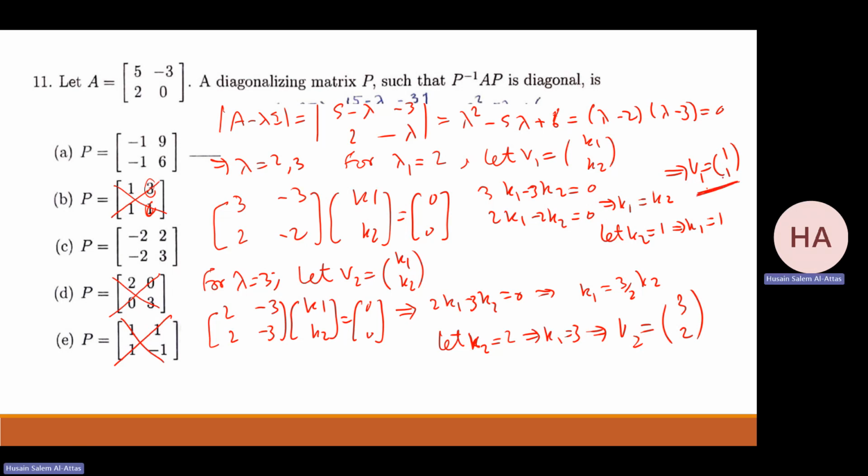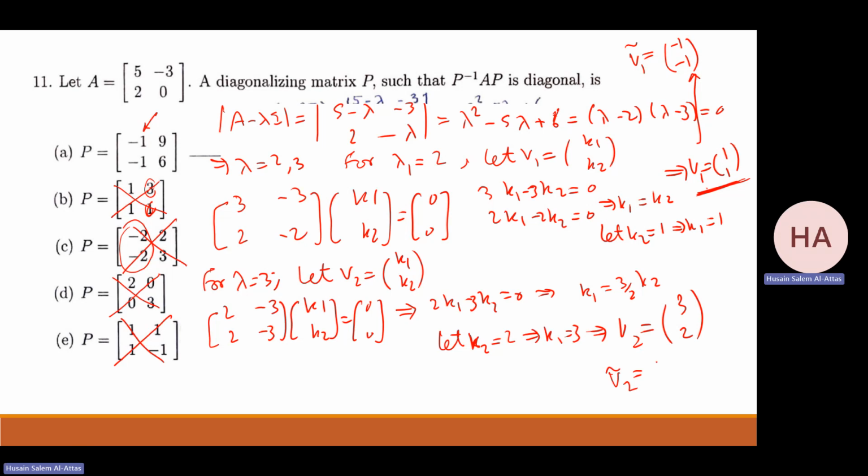V1, the eigenvector can be any scalar multiple of this. So V1 also, I can multiply by minus 1, minus 1, like what he did here. Or minus 2, 2. Minus 2, 2 is also acceptable. But this is 2, 3, not 3, 2. So this is wrong.